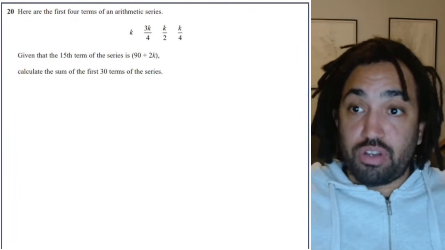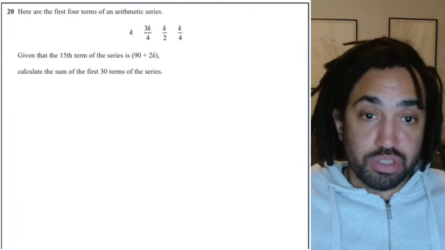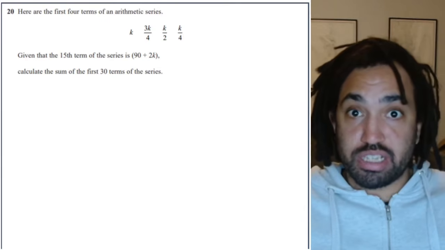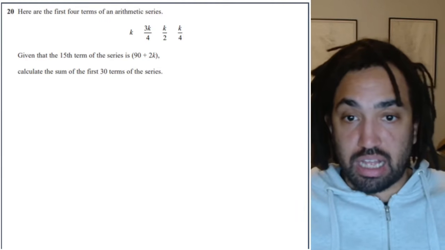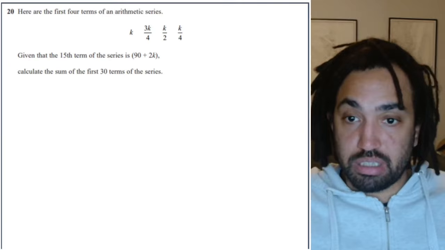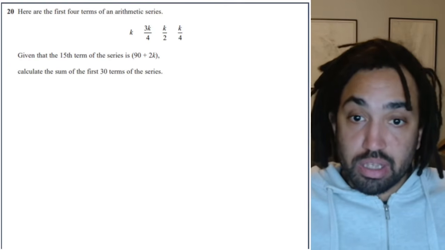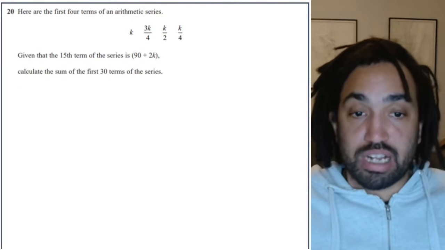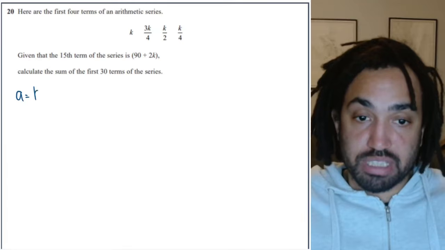Okay, another tough question. Big up to the 4 students that I was doing this question with literally today in Maths Clinic. They absolutely smashed this one. Let's do this one. So what's the difference? Well, actually, first off, what's the first term? The first term is k.